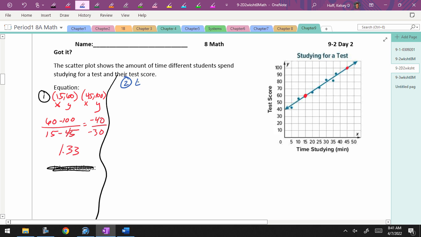For your equation, we have to use the slope we just found, which was 1.33, and I want you to use 15 comma 60. Remember, the equation is y minus y1 equals m parenthesis x minus x1. We're going to do one step at a time.